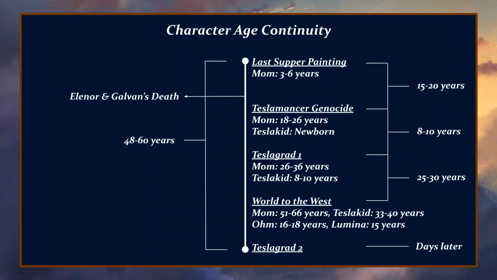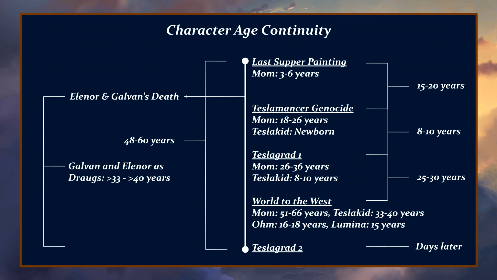I believe that Eleanor died before the Teslamancer genocide began, because I believe that her death served as a catalyst for causing that schism, my rationale being that Solomon and the king were both in grief, while also aggrieved at each other over the failed conquest, and it's a lot easier to make irrational accusations and assumptions when someone is dead. So that means that Galvan and Eleanor have been undead longer than Teslakid has been alive, more than 33 years, and possibly more than 40 years. Time flies when you're dead.